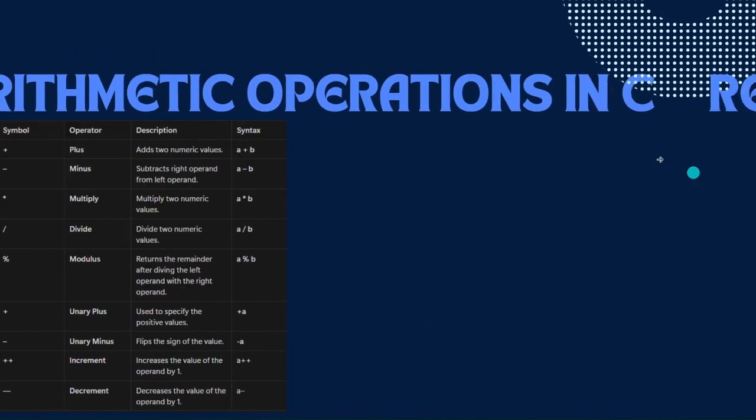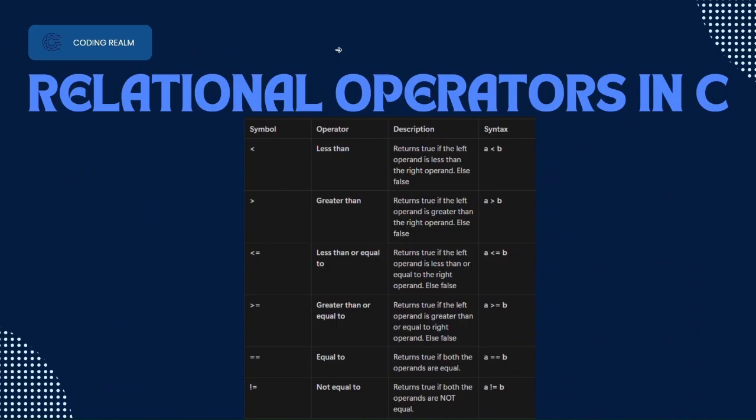Now let's see the relational operators in C. The relational operators in C are used for the comparison of two operands. For example, less than returns true if the left operand is less than the right operand, else it is false, like here, a is less than b.